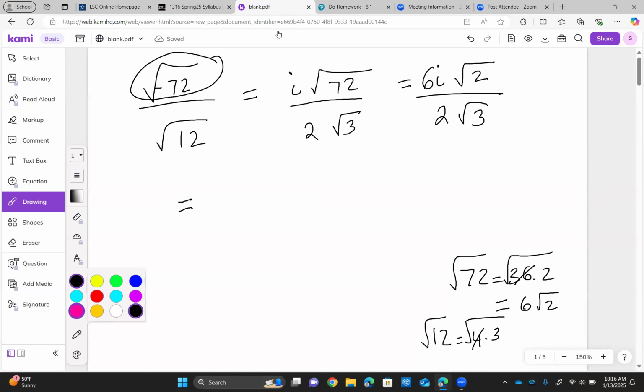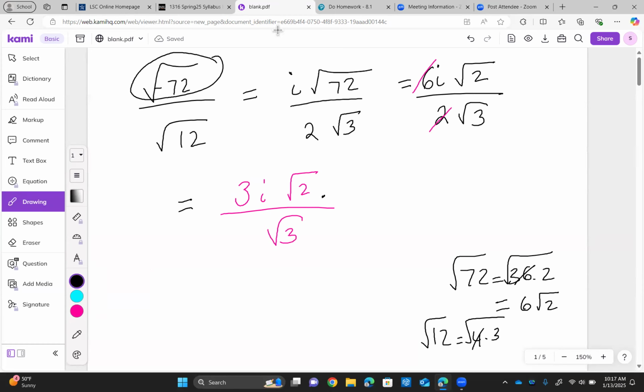Now, we can only divide outside numbers by outside numbers. So when you divide 6 by 2, you will just get 3. And then you have an i left at the top, and a radical 2 at the top, and then you have a radical 3 at the bottom. In math, we're not allowed to leave the radicals in the denominator, so we will have to multiply top and bottom by root 3 to rationalize the fraction.